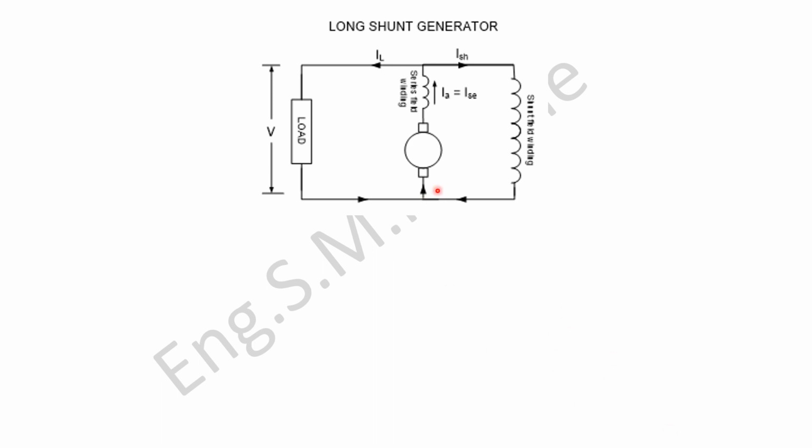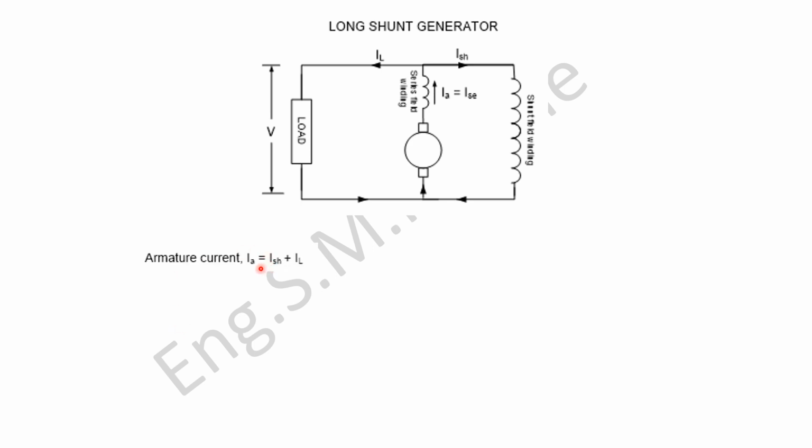So a long shunt generator looks like this now. For this one, the series winding is in series with the armature, and then that is in parallel with the shunt field winding. So from this one, you realize that the armature current and the series current, they are the same, and these are producing the load current and the shunt current. So from this one, we can derive those formulas.